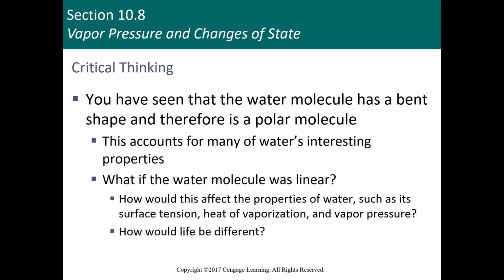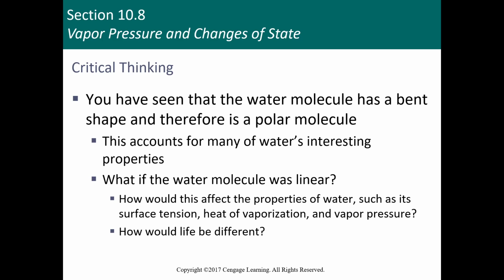All right, you have seen that water molecules have a bent shape, therefore is a polar molecule with a positively charged hydrogen, negatively charged oxygen. This accounts for many of water's interesting properties. What if the water molecule was linear instead of bent? How would this affect the properties of water, such as its surface tension, heat of vaporization, and vapor pressure? How would life be different? Because all life depends on water, right?